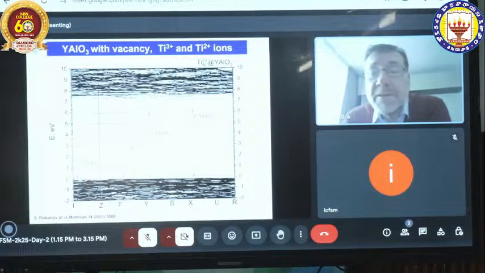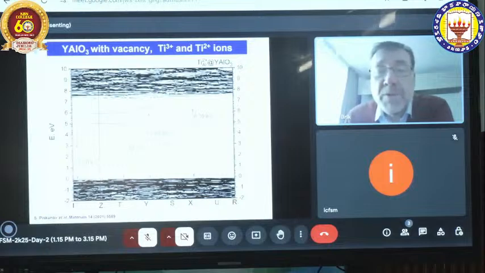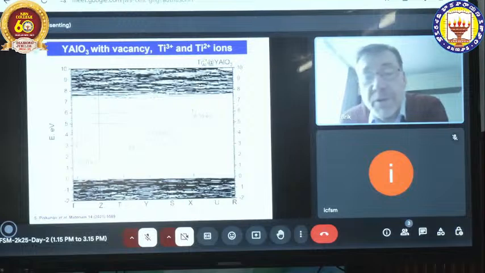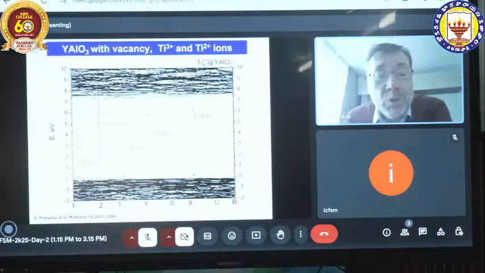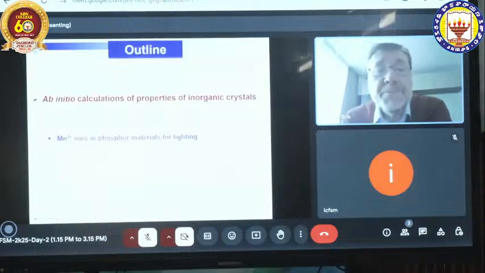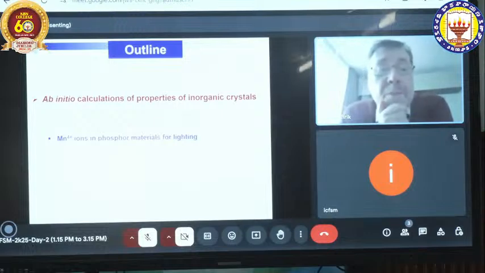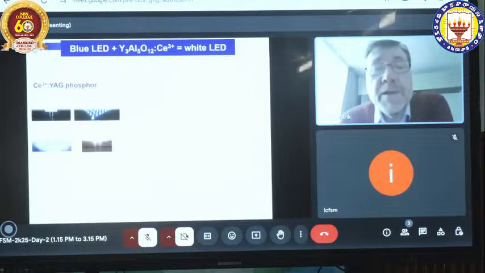So here we have this kind of combination of altogether, in this case, Ti 2+, which has d2 configuration, so different states here, and all of them are plotted against the top of the valence band. Okay, and now I switch to another example, manganese 4+ ions for phosphor materials.